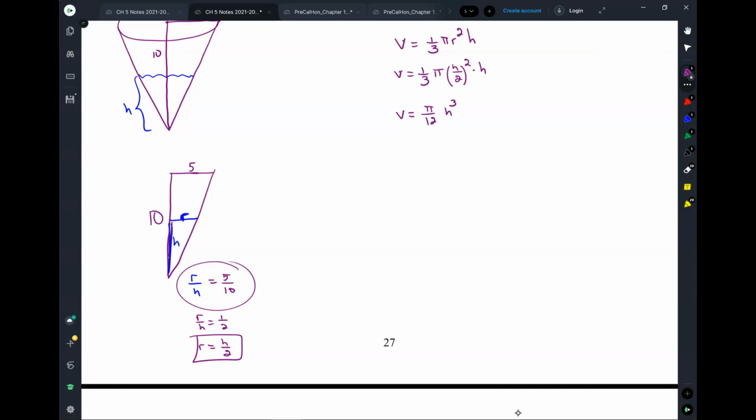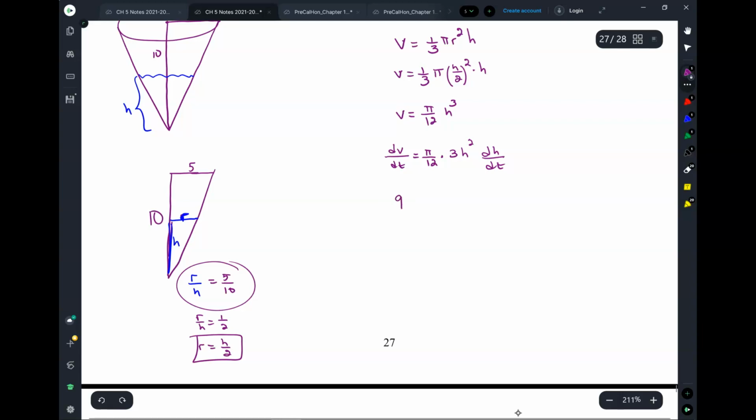So now, what's dV/dt? Pi over 12 times 3h squared dh/dt. Now that I've taken a derivative, I can substitute the numbers that I know. dV/dt, I don't know what that is. Oh no, I do know what that is. It's 9. Equals pi over 12 times 3, and now I can put in that h was 6 squared, dh/dt.